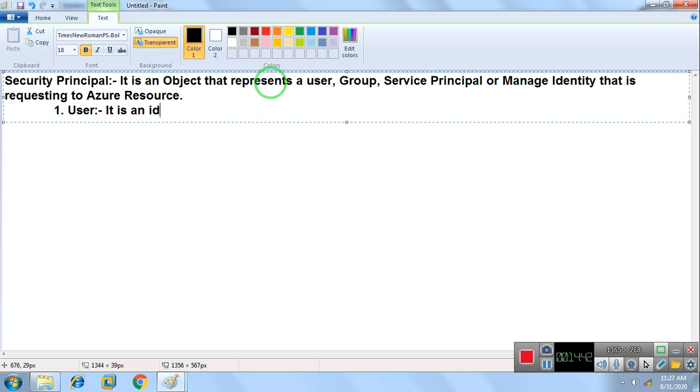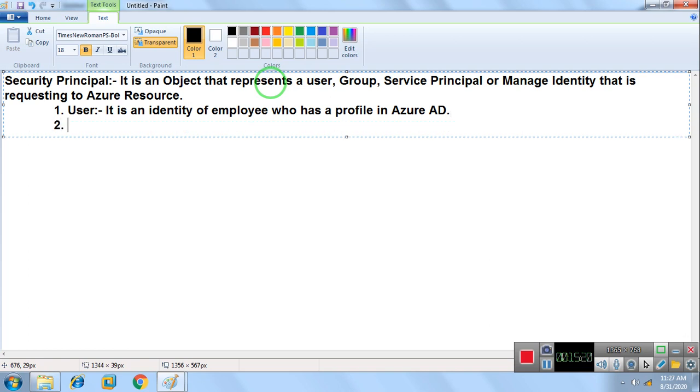So a user is an identity of an employee who has a profile in Azure AD. A particular employee who has a profile in Azure AD is known as a user, an AD user, or Azure AD user.